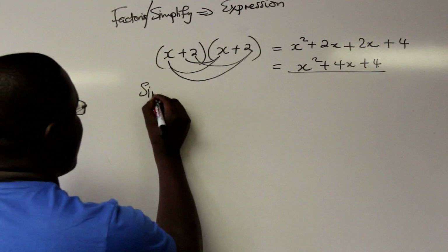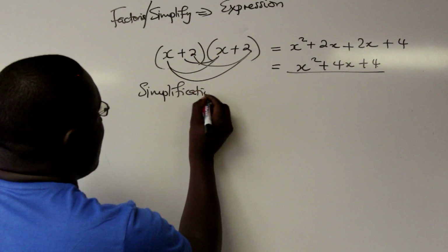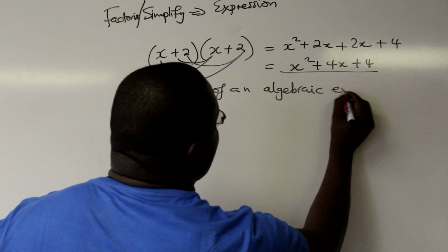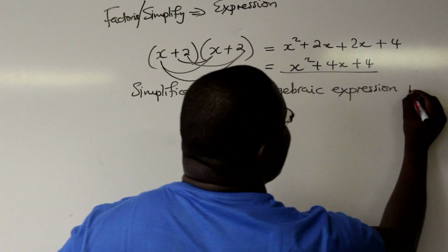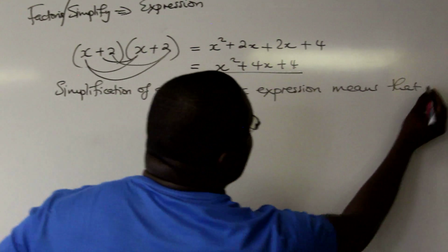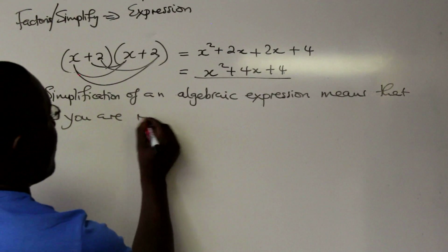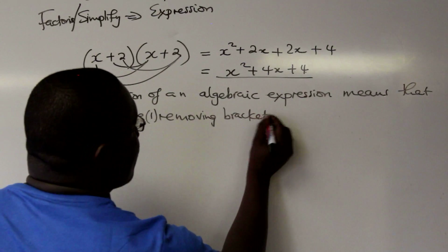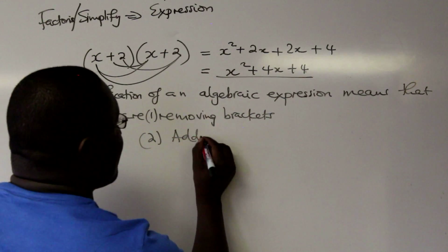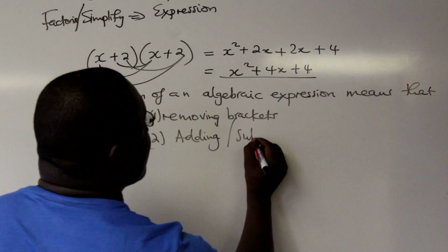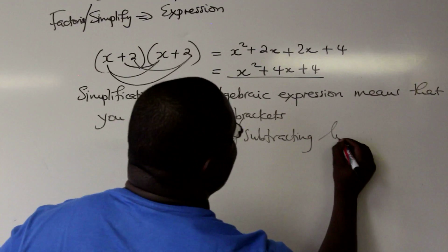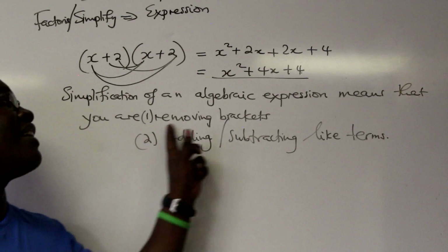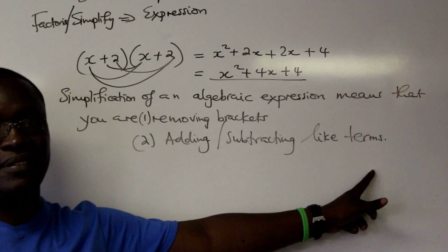So simplification of an algebraic expression means you are removing brackets, and adding or subtracting like terms. So that's what you'll simply be doing. When they say simplify, they're saying remove the brackets, add or subtract like terms.